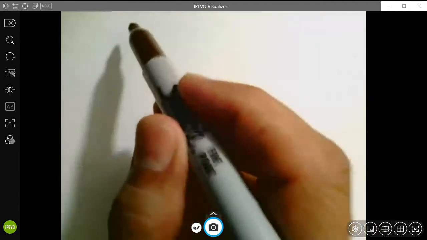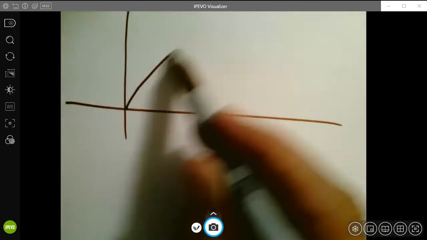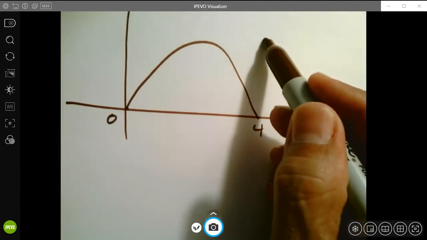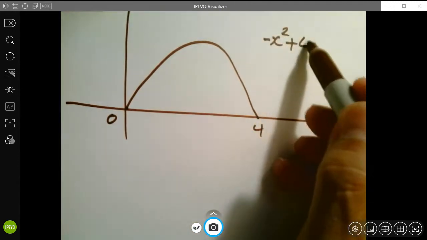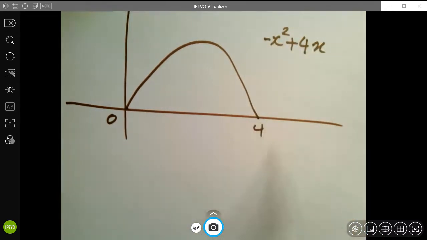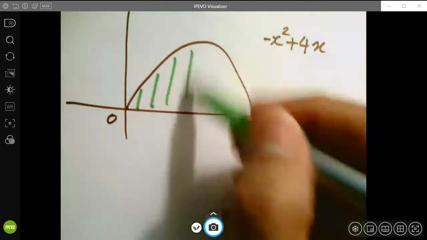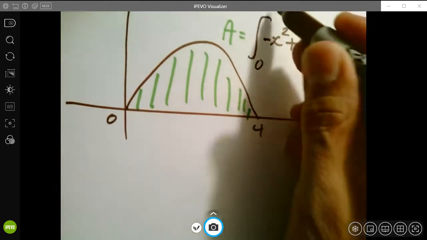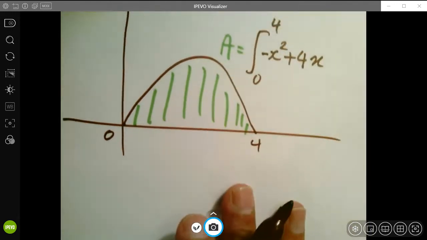Okay, if you do the graph of this function, it looks like this. And this is minus x squared plus 4x. You can see at 0 it is 0. At 4, it will be minus 16 plus 16, but actually you are welcome to use your calculator. So now we want this surface area under the curve. So this area, as you know, will be just the integral from 0 to 4. So a definite integral.